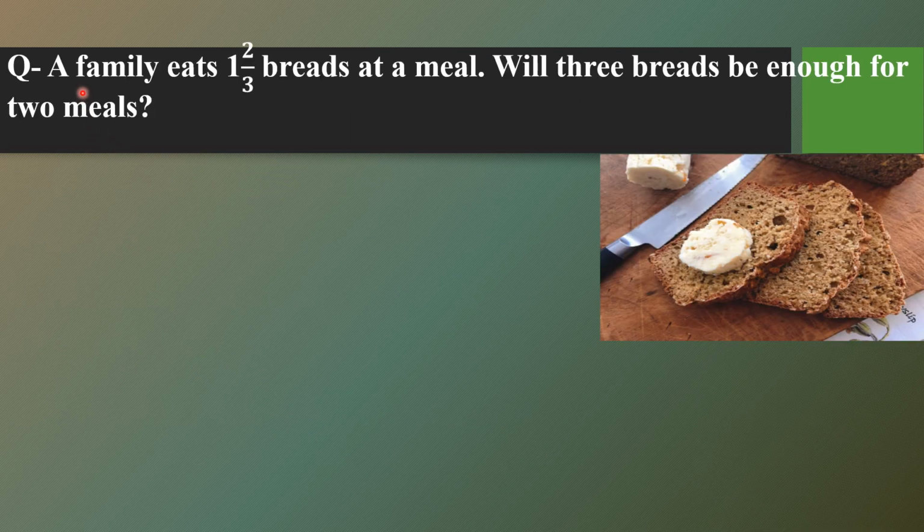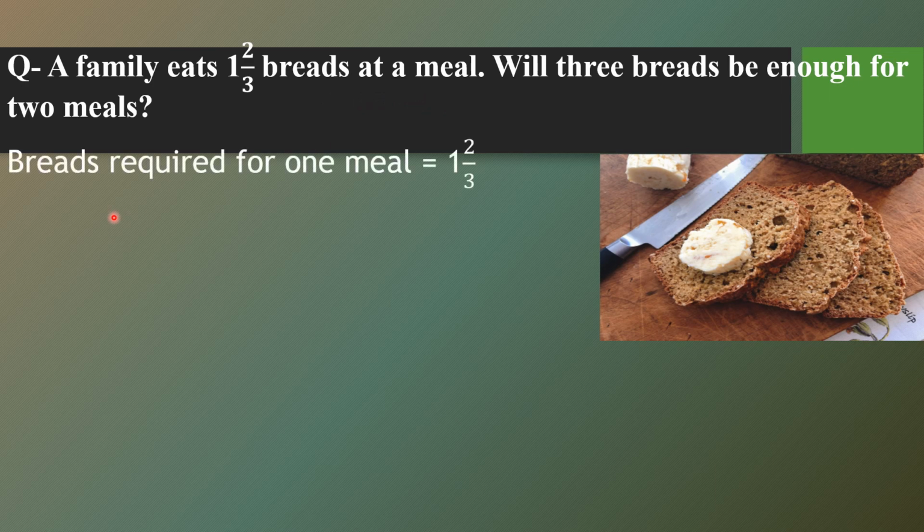Next question is, a family eats 1 and 2 by 3 breads at a meal. Will 3 breads be enough for 2 meals? This we need to find out. So here are 3 breads and we need to find out whether 3 breads will be enough. Here what is given? A family eats 1 and 2 by 3 breads at a meal. It means bread required for 1 meal equals 1 and 2 by 3, right?